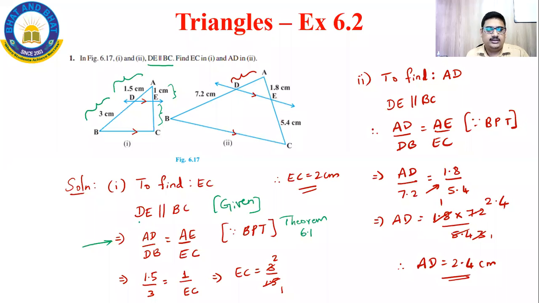Then I will make the substitutions. AD is 1.5, DB is 3 centimeter, AE is 1, EC is what I have to find out. Then I will do cross multiplication. So EC will be equal to 1 into 3 divided by 1.5. Yes, is that clear, Sharat, now?